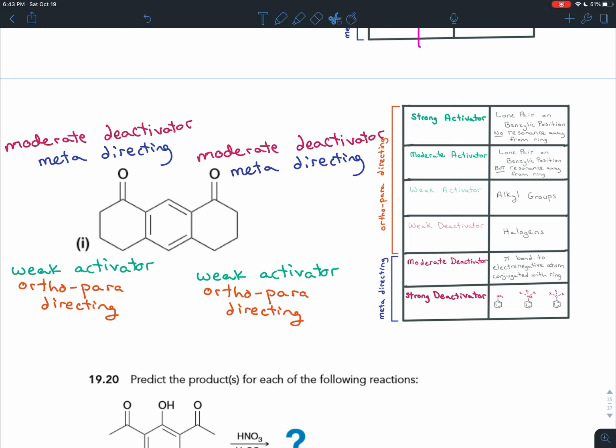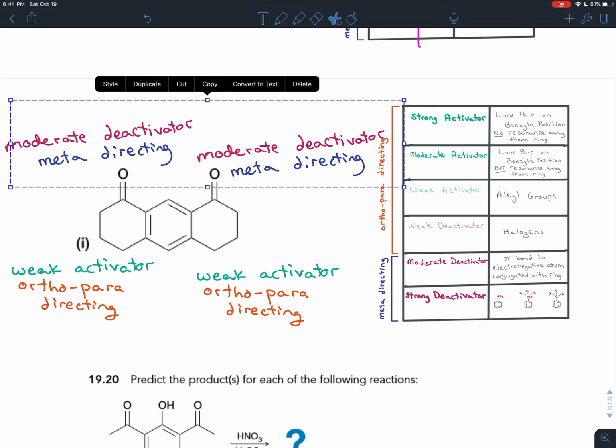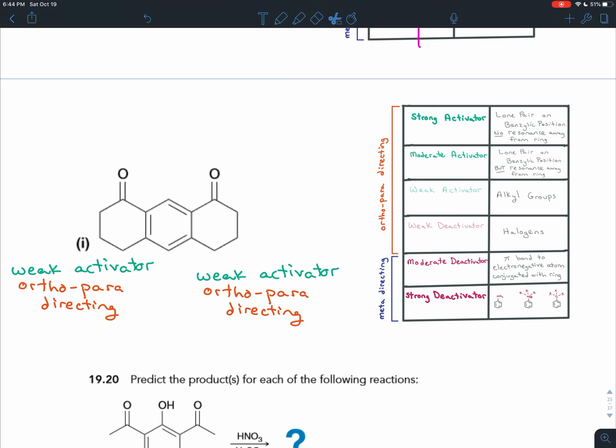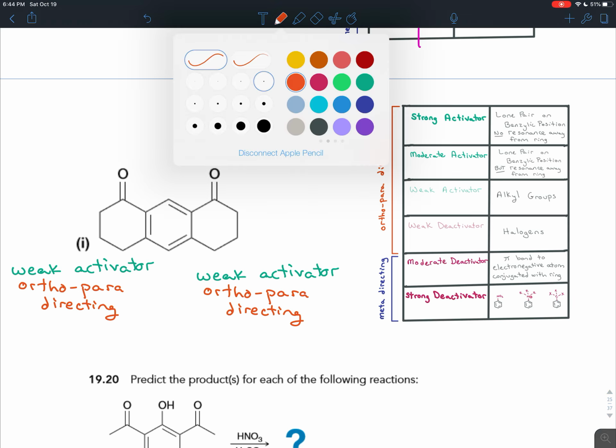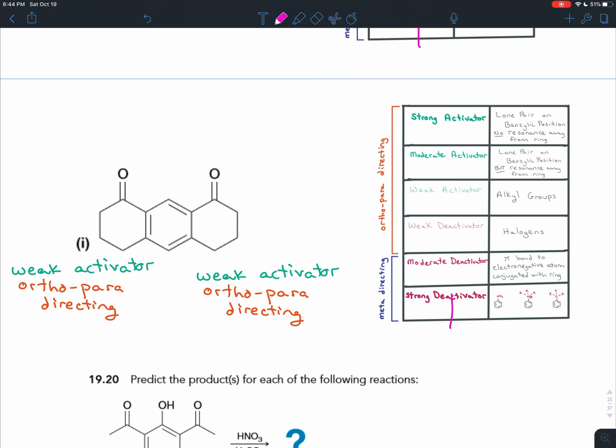So when we're trying to think of where a new branch would be directed, we look at the most activating group. And so these deactivators won't be the influencing factor, it's the weak activators that will be. Those are the highest thing here. Weak activators are above moderate deactivators. So the position of this new group that we're trying to add is going to be determined by these weak activators. They tie, and so we could potentially get a mixture of products.